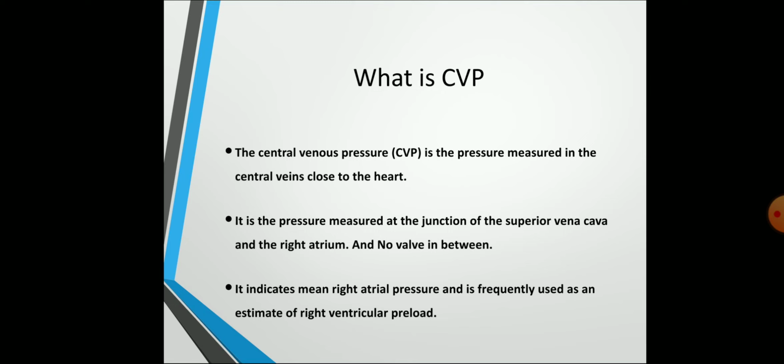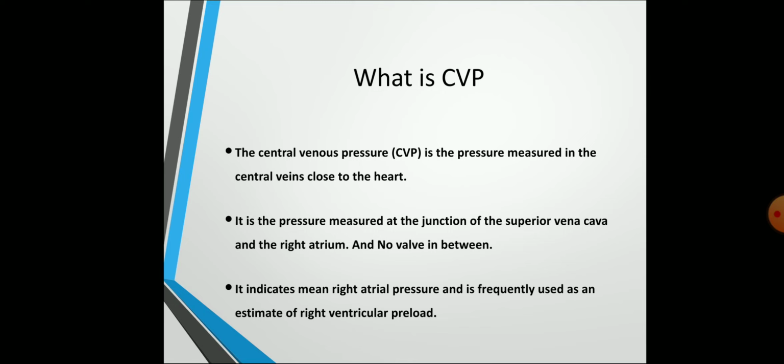Now next, it indicates the mean right atrial pressure, and it is used as an estimate of right ventricular preload. What it means is that because this catheter tip sits inside the right atrium, it measures the right atrial pressure, and by measuring the right atrial pressure you have quite a good idea of how much venous flow enters the right atrium. That is how you can estimate the right ventricular preload.